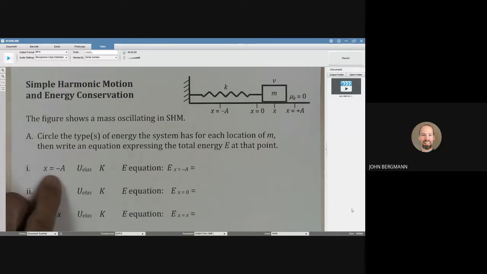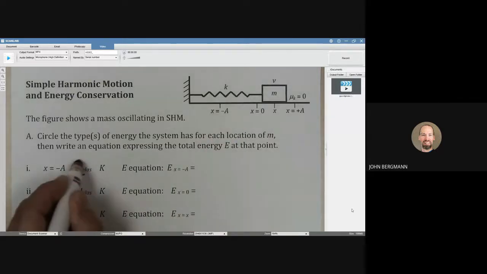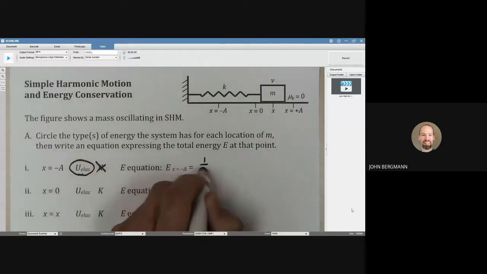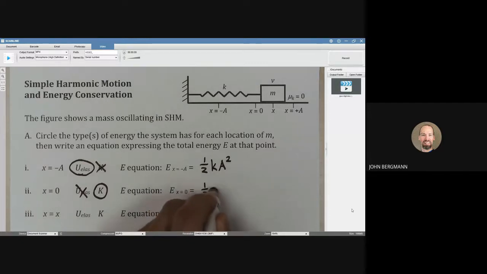When the displacement is negative A, so when we're all the way over here, we've got elastic potential energy but no kinetic. The total amount of energy is going to be 1/2 kx squared. Well, that's essentially that. If you square negative A, you still get a positive value. At x equals 0, we have no elastic potential energy, but only kinetic, 1/2 m, and won't the speed be a maximum there? We could write v max squared if we wanted.